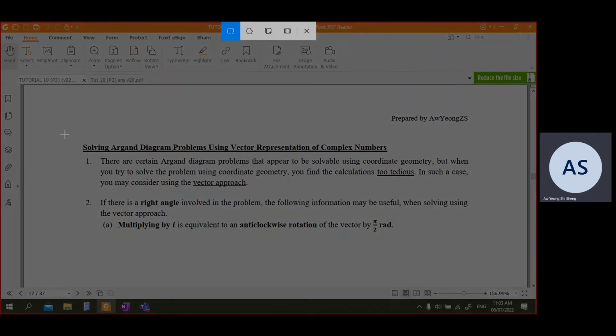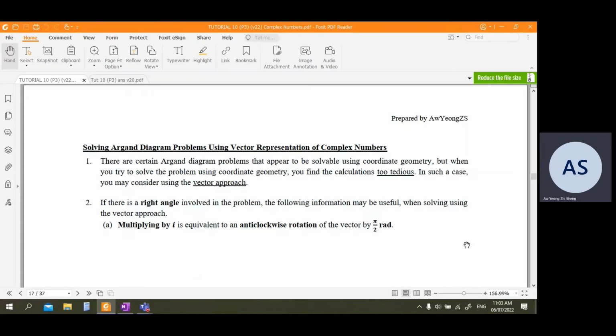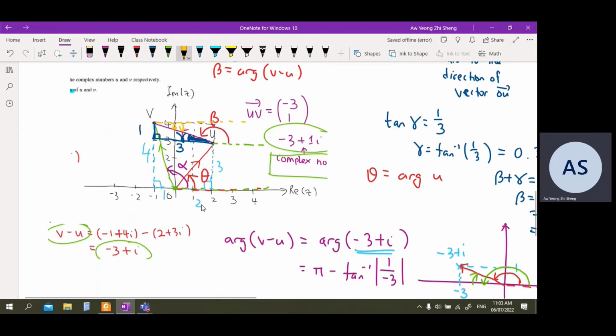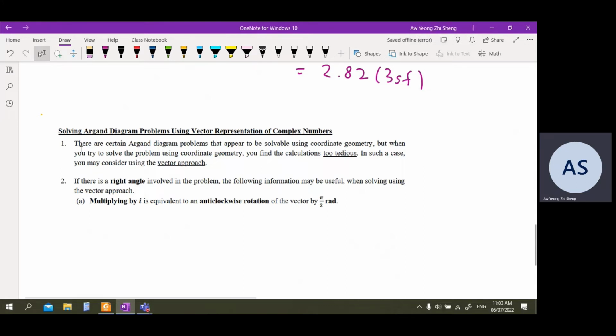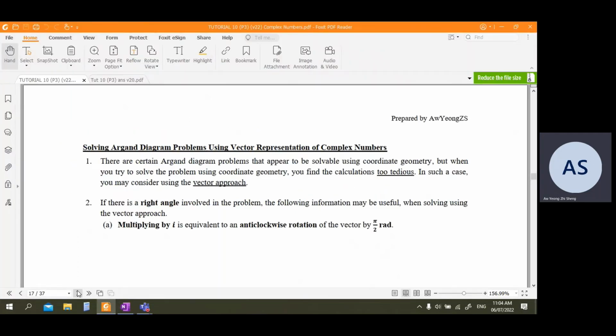Okay, page number 17 is solving Argand diagram problems using vector representation of complex numbers. Point number 1 says there are certain Argand diagram problems that appear to be solvable using coordinate geometry, but when you try to solve the problem using coordinate geometry, you find the calculations too tedious. One example of such a question is the very last question of your homework. I'll just switch to the very last page.